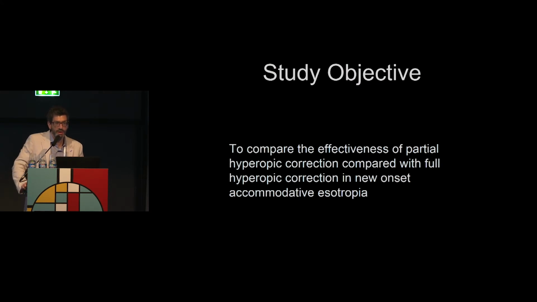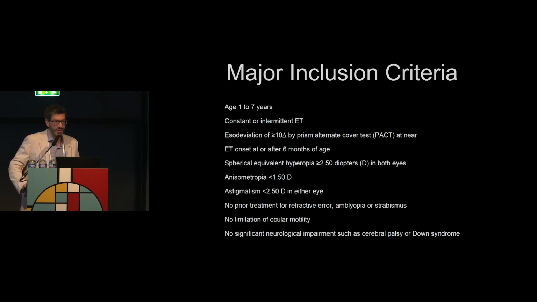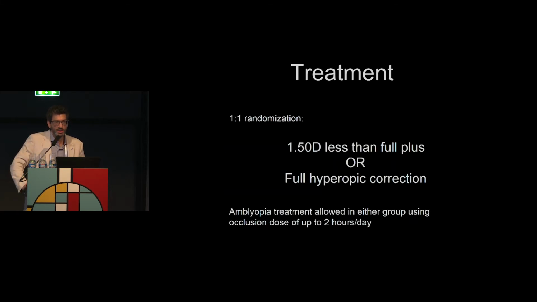So the study objective that we had for this study, and this was a multi-center prospective randomized double-masked study, was to compare the effectiveness of partial versus full plus in new onset esotropes that had a moderate amount of hyperopia. These are our inclusion criteria, and these patients had to have at least 2.5 diopters of hyperopia in both eyes and not to have any other factors that would complicate the study of this particular question. So we did a 1-to-1 prospective randomization of full plus to 1.5 diopters less than the full plus. And remember, these are patients that had at least 2.5 diopters of hyperopia.